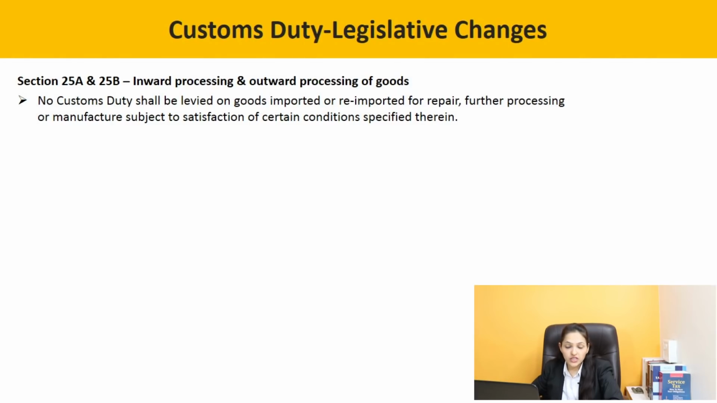Next, two new sections, section 25A and 25B, are proposed to be inserted to provide that no customs duty shall be levied on goods imported or re-imported for the purpose of repair, further processing or manufacture, subject to the satisfaction of certain conditions specified therein.